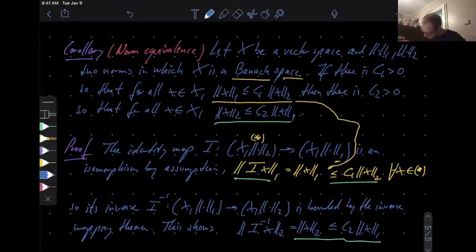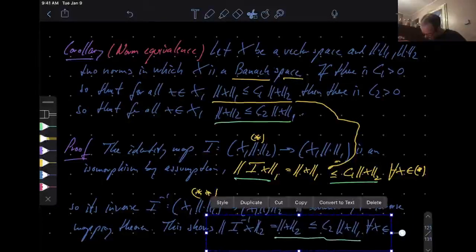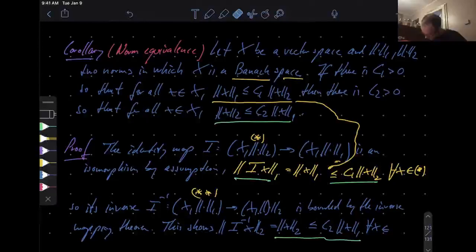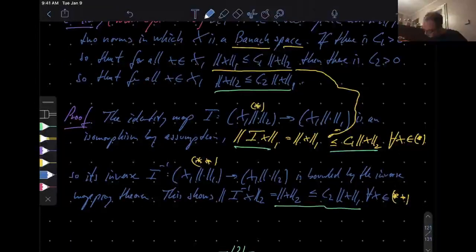All right, and this works for all x in the yellow double star. For all x in, let's move this a little bit to the left here, for all x in the yellow double star. All right. Okay, and that's that. So these two norms are automatically equivalent. Once you have one inequality, you get the second one for free if you are in a Banach space.